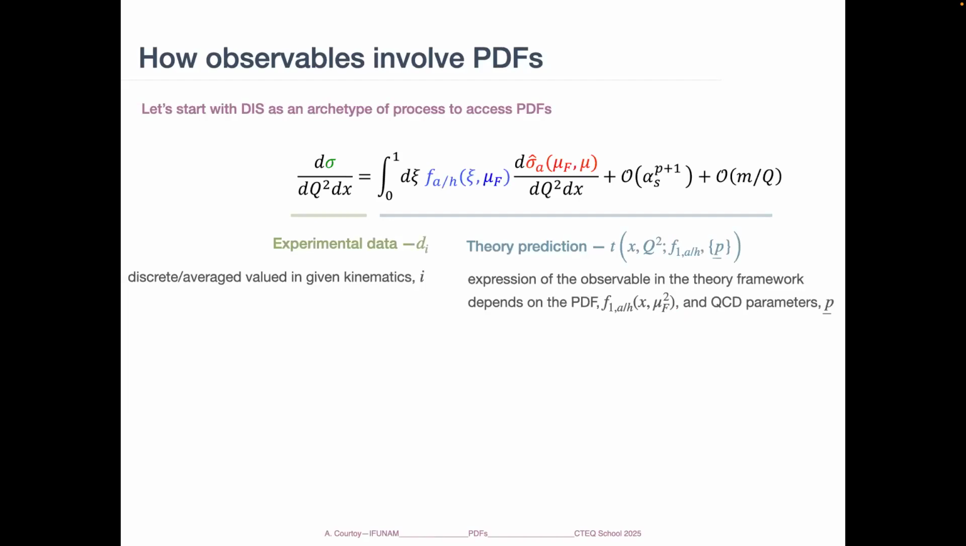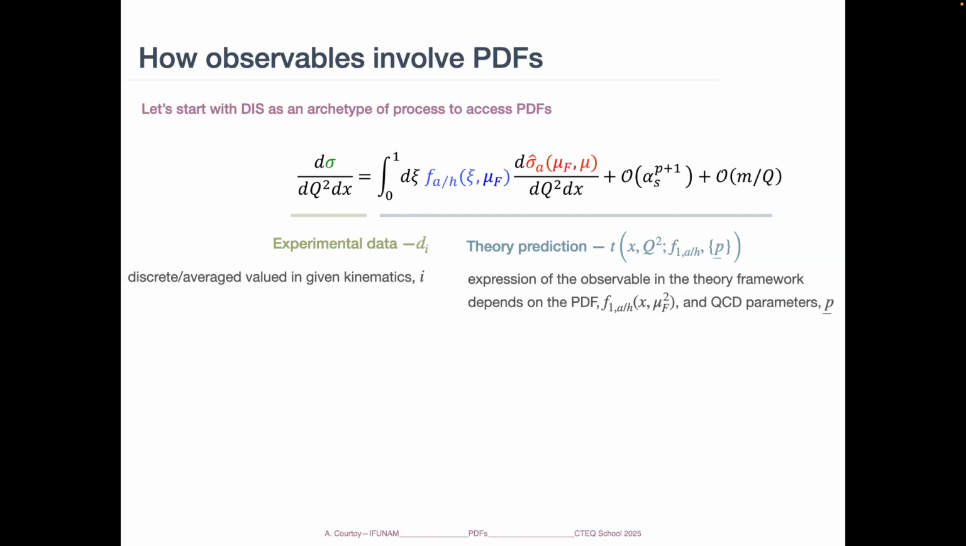Okay, we're going to start with just a few simple slides. They're not going to be the full game, but just a few ideas to get the concept, right? I took that from Pavel; by now you should know it. So we start with DIS, an archetype process to access PDFs, but as we've heard, there are many, many more. On the left-hand side you have the differential cross-section, and on the right-hand side you have the PDF and the partonic cross-section, the convolution of those two, plus corrections.